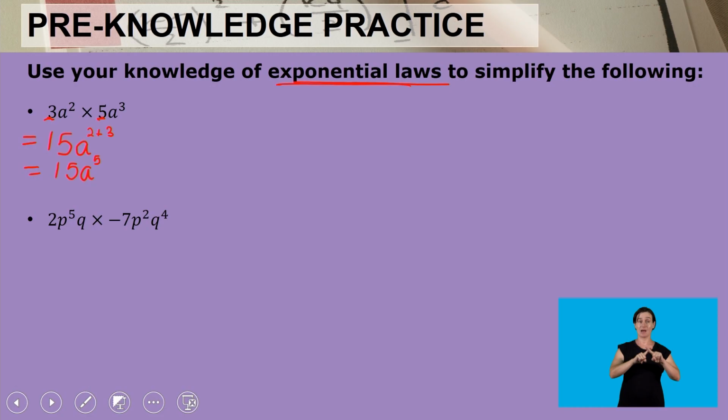The next expression that we are given there is 2p exponent 5q multiplied by negative 7p squared q exponent 4. So here we are going to multiply, and remember, when we are multiplying powers of the same base, we add the exponents. So we are going to multiply the 2 and the negative 7. So 2 multiplied by negative 7 is a negative 14. Then we have the p, and we are going to add the exponents of the same base. So we're going to add the 5 with the 2.